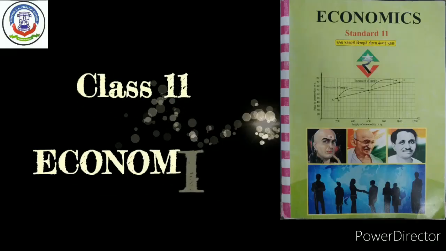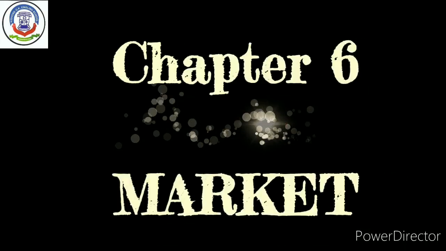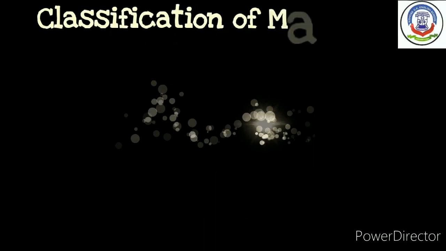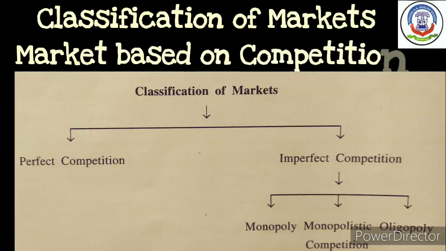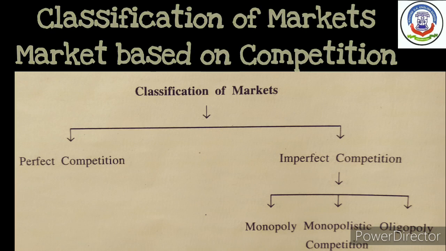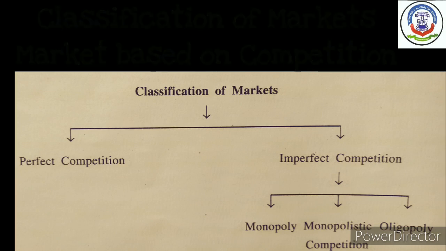Hello students, let's start studying the economics subject in 11th standard. Chapter 6: Market. Today we will learn about the classification of market. Competition-based market is divided into two types: perfect competition and imperfect competition. Under imperfect competition come monopoly, monopolistic competition, and oligopoly.